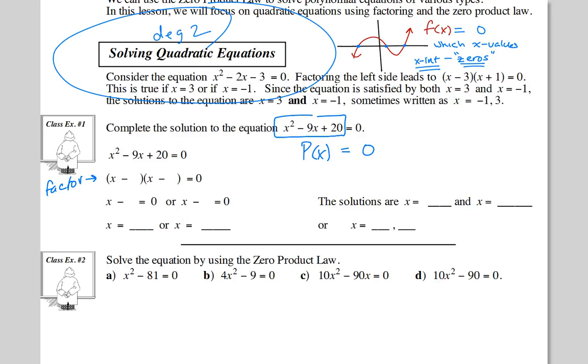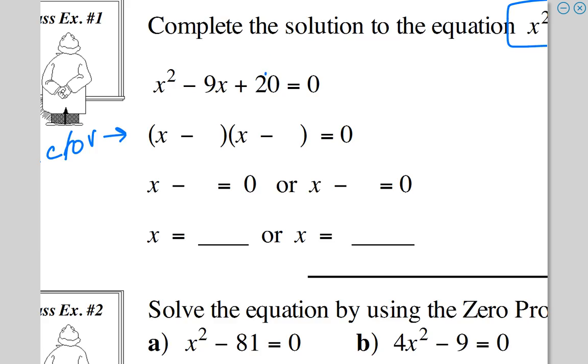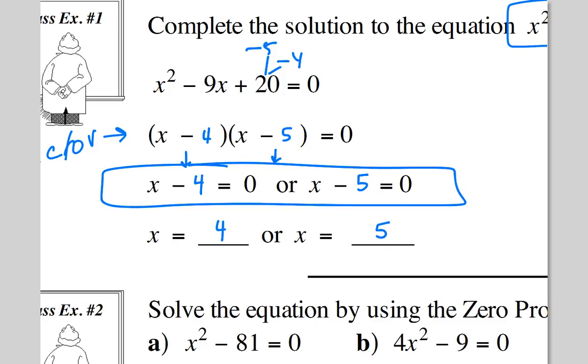Okay, so what are the two magic numbers here for 20? 5 and 4. Which one's negative? Both? Good. And it even gave you these minuses. So they're going to show you the intermediate step where this term has to be 0, therefore x is 4. This term has to be 0, therefore x is 5. Now this step here can be skipped.